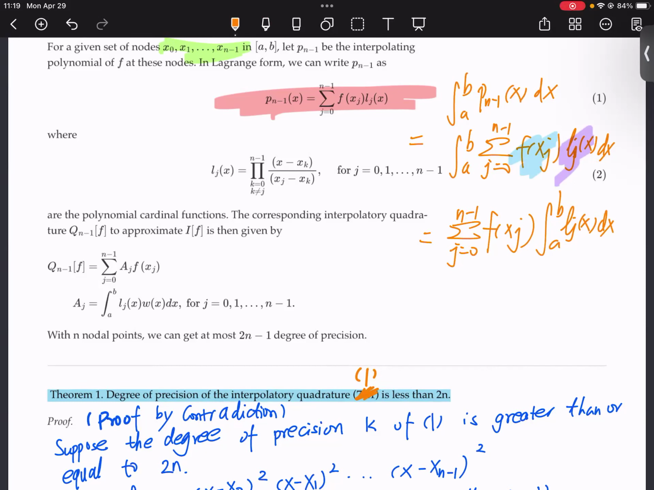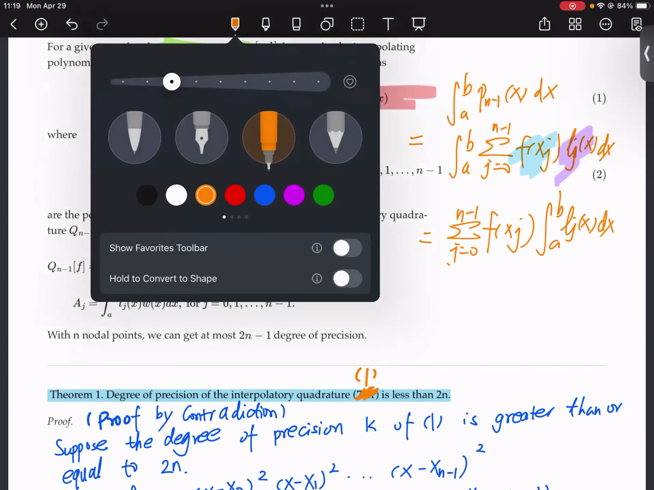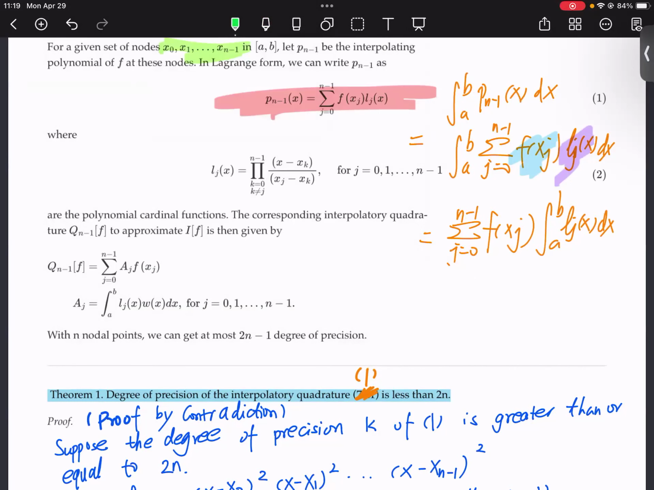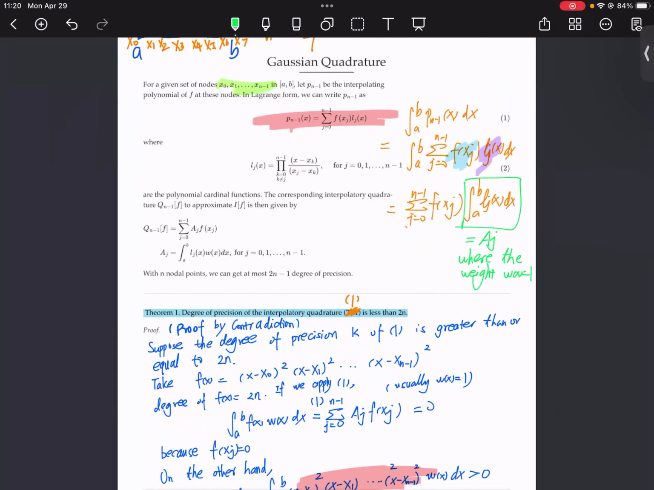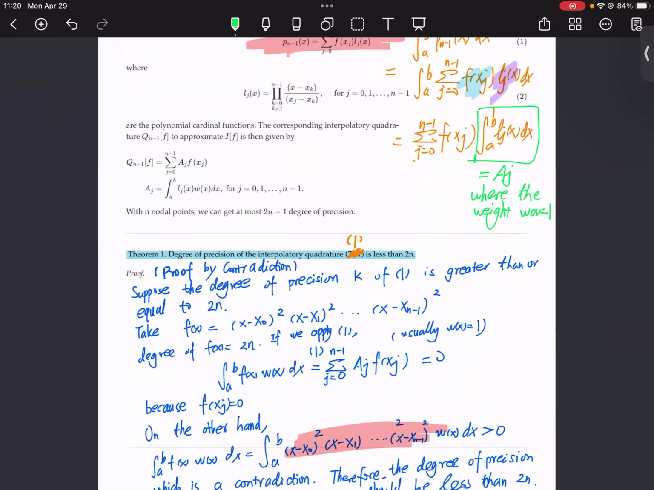So I would just copy this here, from j equals 0 to n minus 1. This is actually the a_j we defined there, where the weight function w(x) equals 1. And that's it. This is the idea of the interpolatory quadrature rule, and I'm going to prove this.